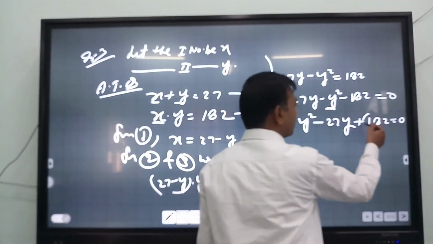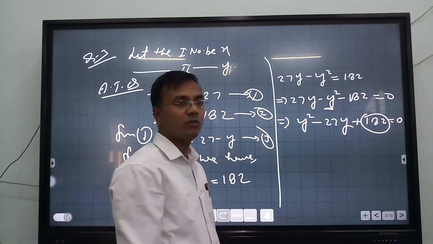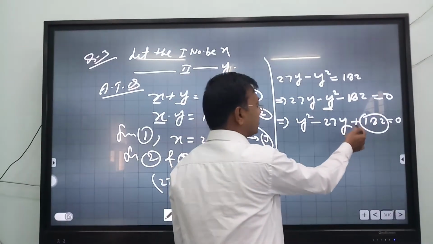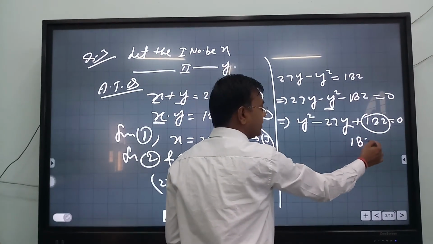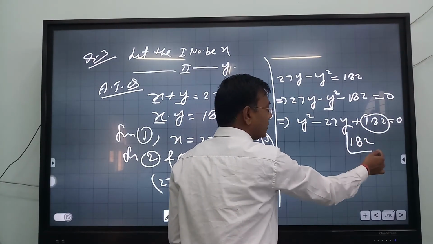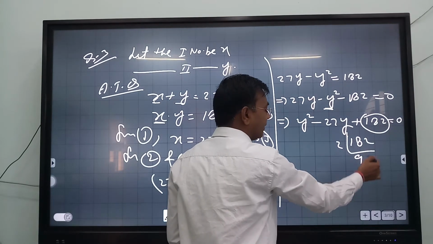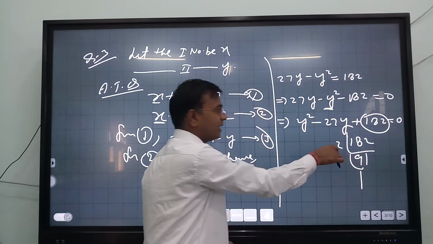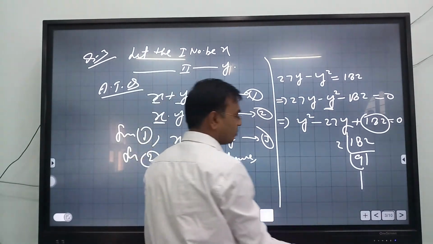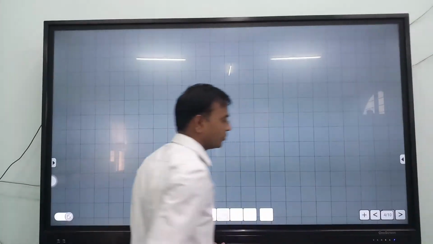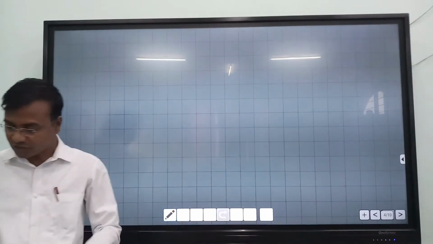Now use middle term splitting, that is factorize this 182 so that the addition becomes 27. So find the prime factorization of 182. Because whenever the number is large, we do the prime factorization like this, and then make pairs and simplify this. Okay. So we have solved so many questions related to this method. So try and solve this question.